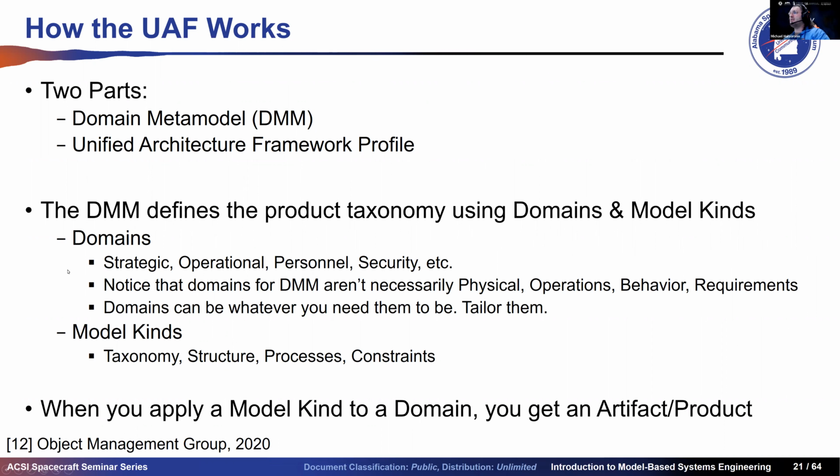And these domains, there's a lot of different ones. And these are not the same as the physical, operations, behavior, and requirements. They're a little bit more specific. So when we say there's the NATO architecture framework, there's the UAF, there is the Department of Defense architecture framework, they organize these domains all a little bit differently. And then you have model kinds, so that you have this taxonomy, structure, processes, constraints. The combination of a model kind and a domain gives you a product.